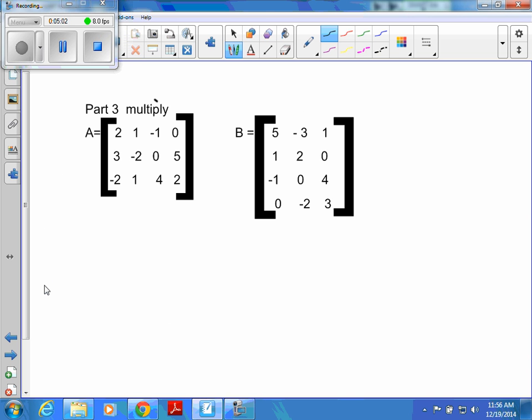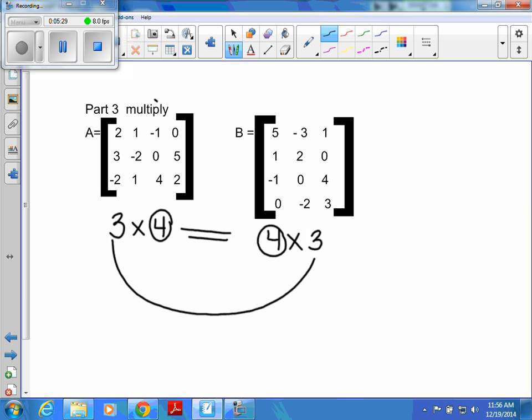How do you multiply matrices? The first thing you have to do is write the dimension of the matrix. The dimension of the first matrix is 3 by 4. And this one is 4 by 3. You can only multiply matrices if, and this is very important that you remember this, the inside numbers are the same. If they are equal to each other, this is what you make. You will make a 3 by 3 matrix.